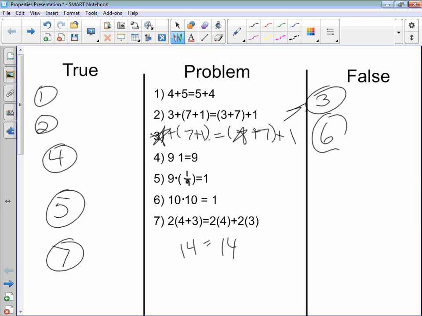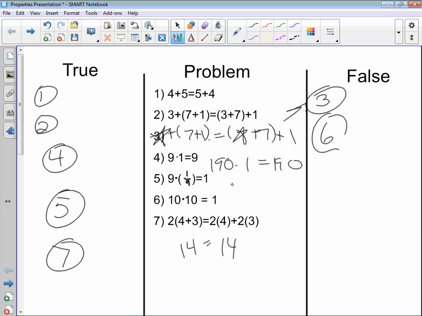Okay. Well, what about this one? 9 times 1 equals 9. What if I said 90 times 1? Would that equal 90? Yes. What if I said 190 times 1? Would that equal 190? Yeah. What if I said Booyashaka times 1? Would that equal Booyashaka? Yeah. Sure. Anything times 1 is the same thing.